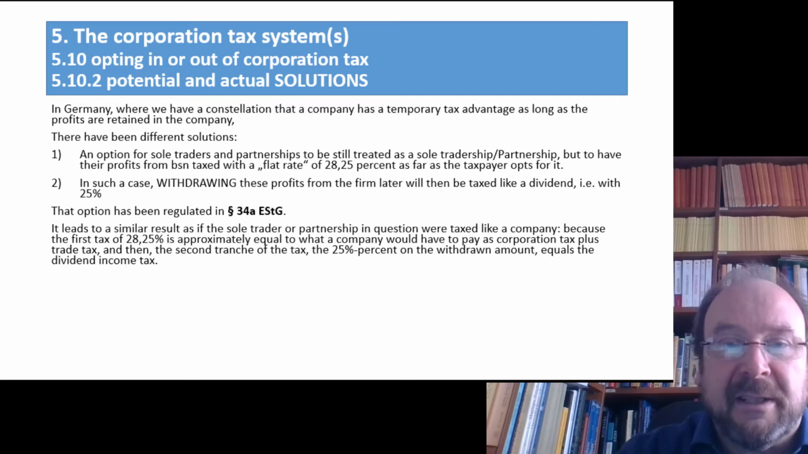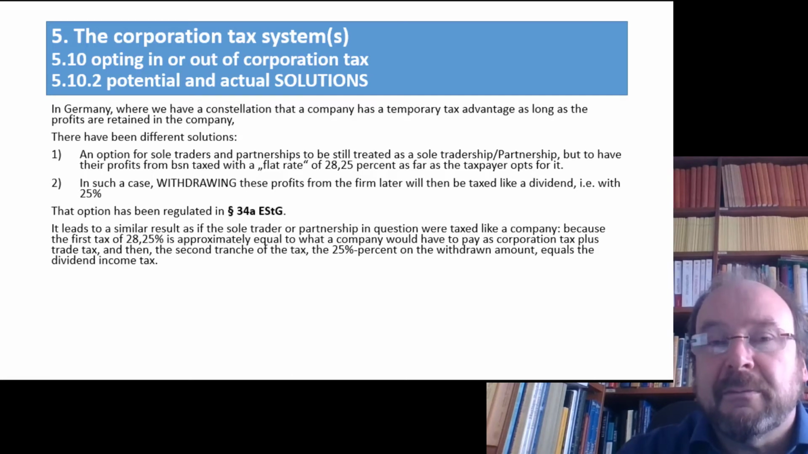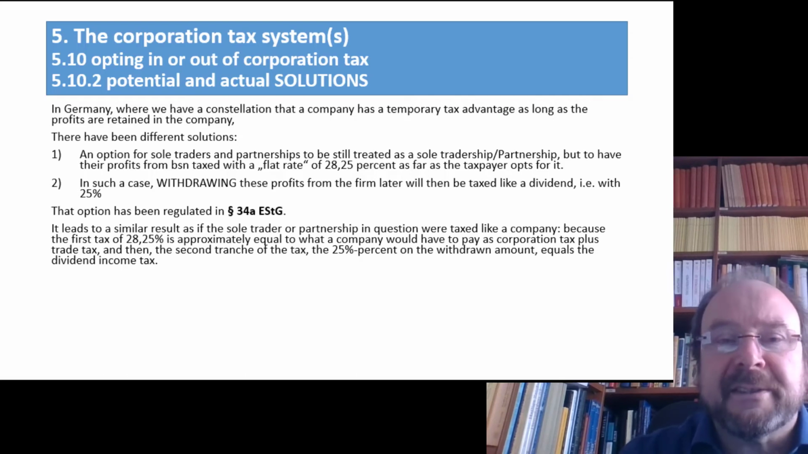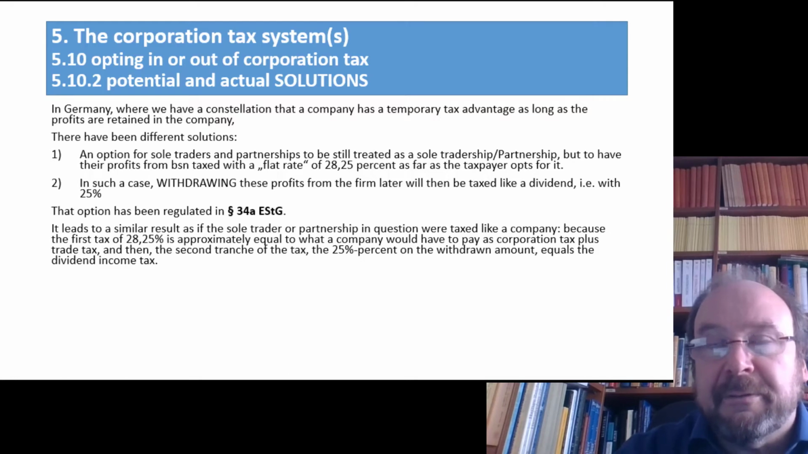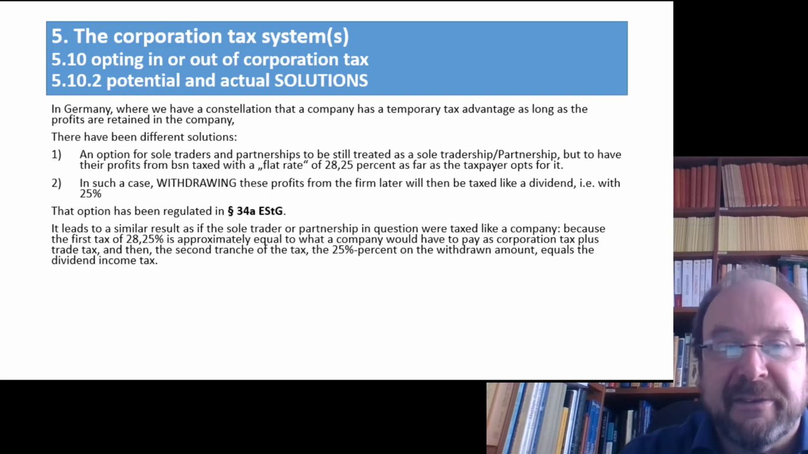And with regard to the profits where you use that option, you end up with a similar result as if you were a company, because the 28%, that is a kind of approximation for the tax burden which an average company would bear, because an average company would have to pay 15% corporation tax plus trade tax. And that is why they said, okay, approximately 28.25% is a good approximation for the tax burden which also a company would have to bear in the first place.